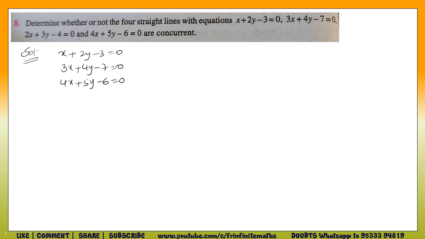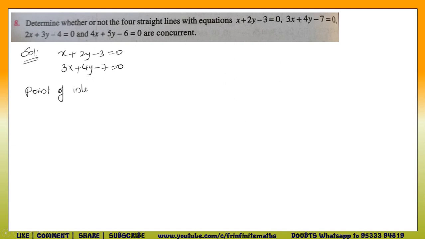Now what is he asking? He is asking whether the given four straight lines are concurrent or not. By taking three line equations, we can only say whether those three lines are concurrent or not. But if you want to check for the fourth line, again you need to do the determinant condition. So to avoid that, we are simply going to consider any two line equations and find out the point of intersection.